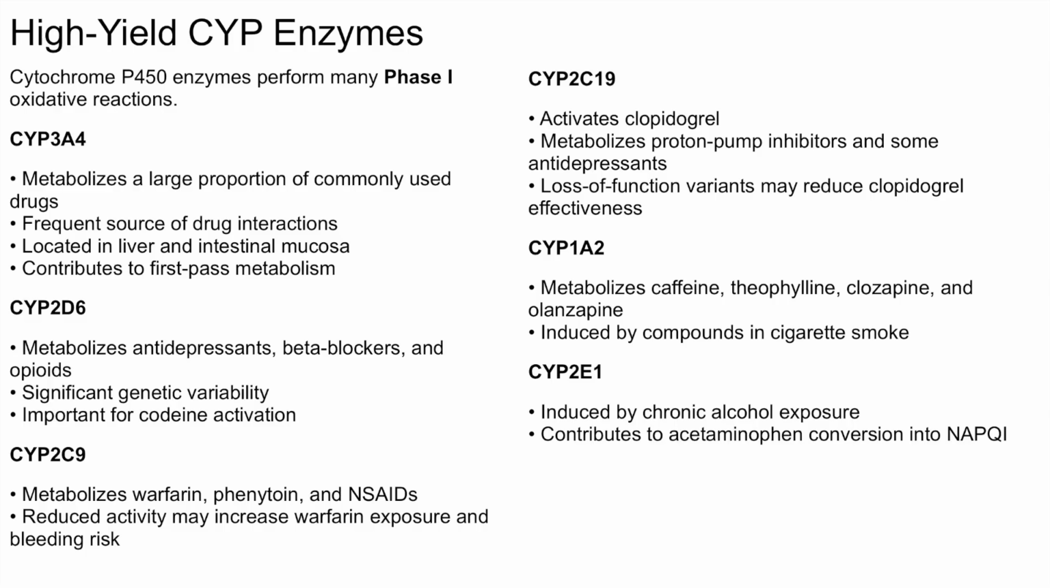Then you have CYP2E1, which is induced by chronic alcohol exposure and contributes to acetaminophen conversion into the toxic metabolite NAPQI. That one I find easier to remember too because of the E in there for ethanol, so you can remember that it's alcohol related, and thus NAPQI kind of falls in there as well. With the ones in the middle that I didn't give an easy way to remember, just write them out, put them on a couple flashcards, run it a couple times.